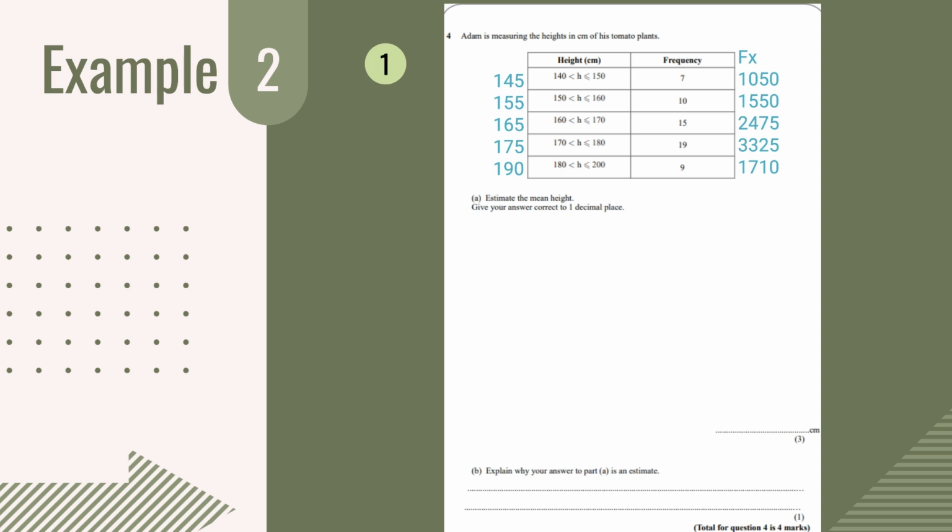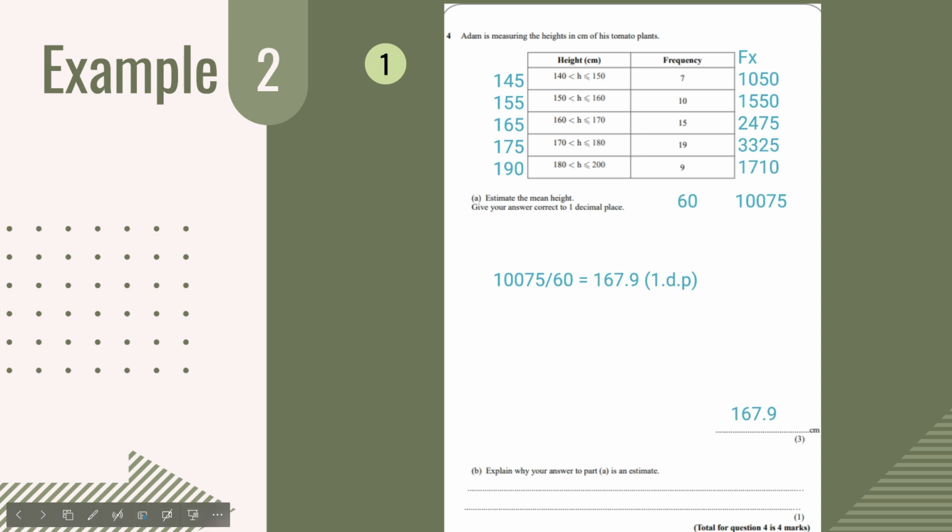1550, 2475, 3325, 1710. We then add up our frequency and our fx: the frequency sums to 60, and the fx sums to 10,075. We then divide 10,075 by 60 to get 167.9 to 1 decimal place, giving our final answer of 167.9 in centimetres to 1 decimal place.